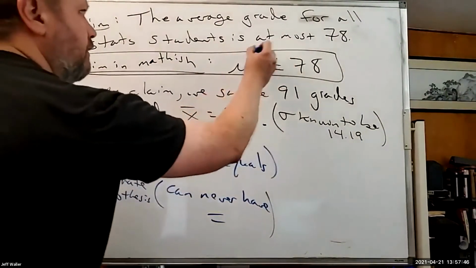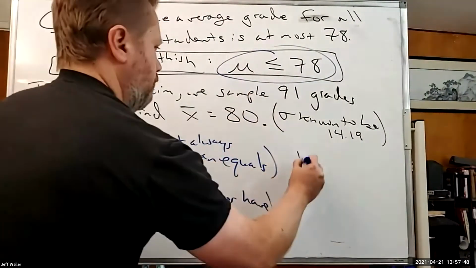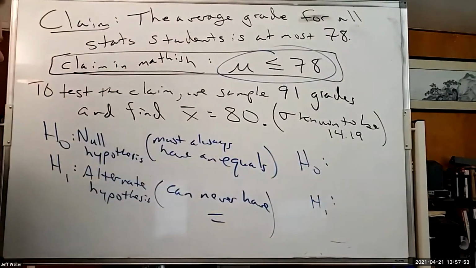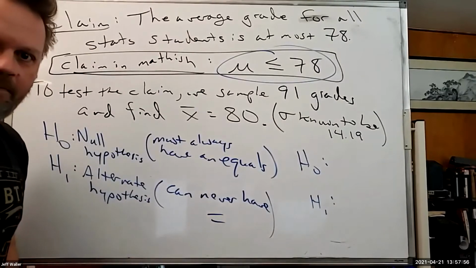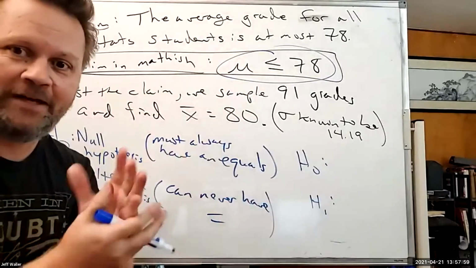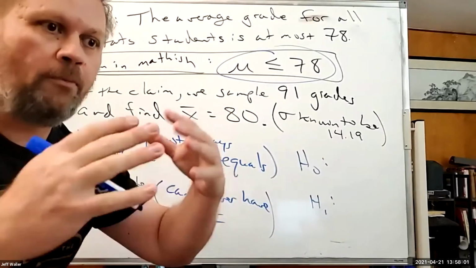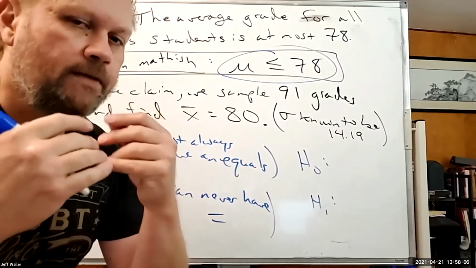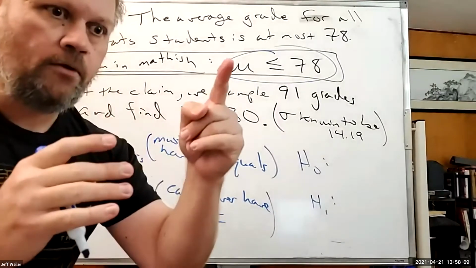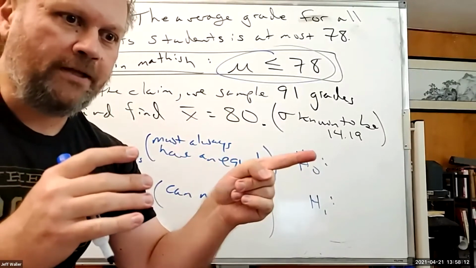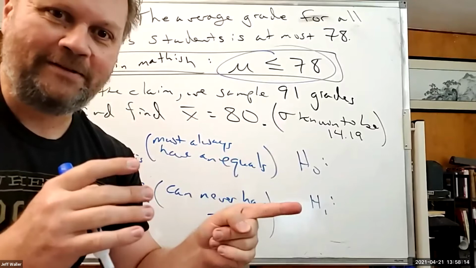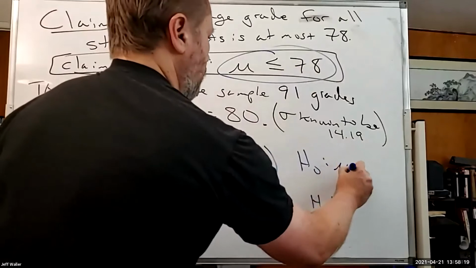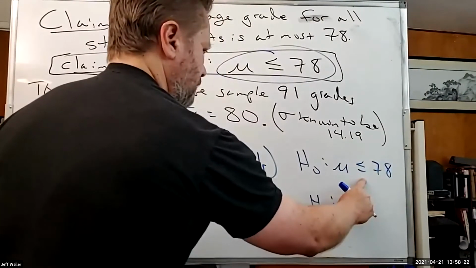So where should this statement go? Should I put it next to H0 or should I put it next to H1? H0. Yeah, because it has an equal sign in it, right? All right, so this is the normal process you're going to go through. The very first step is simple. Find your claim, write it in Mathish, put it in the right place. So that's got an equal sign. I'm going to put it here. What's the opposite of this? I'm going to put it there.